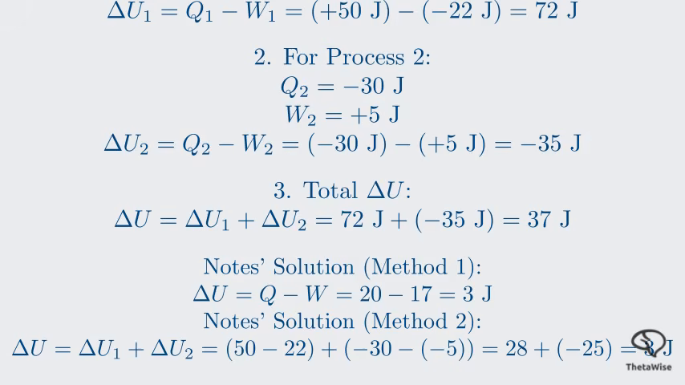The initial question asks for the total change in internal energy over both processes. Internal energy is a state property, so the total change is the sum of the changes in each process. The first law states dU equals Q minus W. Using the sign convention that work done by the system is negative, our calculation is correct. Therefore, the change in internal energy is plus 37 joules. Again, this highlights the importance of using a consistent sign convention in thermodynamics.